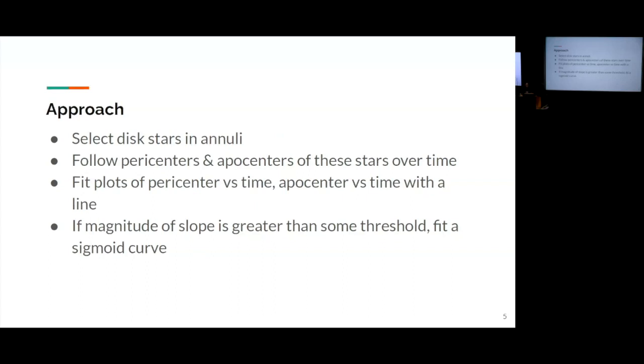Then I fit a line to the plot of pericenters versus time and apocenters versus time. A line is not going to be the best fit here, but it tells me how these things are changing in time. Is it gradual? Is it fast? What's the steepness of the slope? Then I take some threshold to get rid of the bulk movement, the slow, small movement with a shallow slope, because I want to look at stars that are moving a lot. So I cut out, hopefully, the bulk of those gradually moving stars, and then I fit a sigmoid curve.